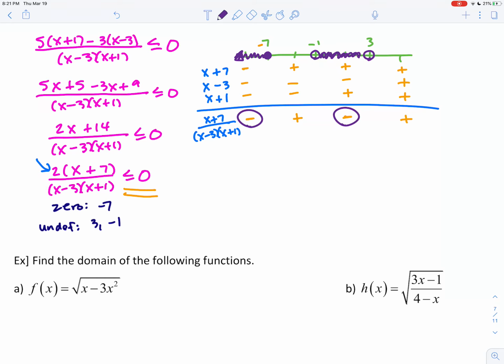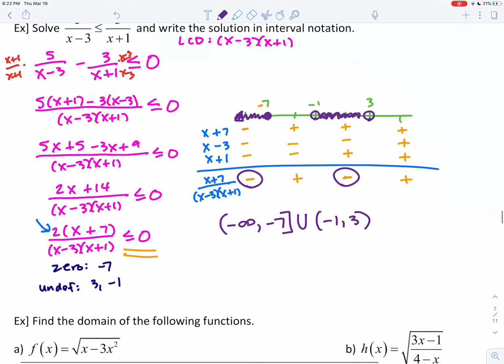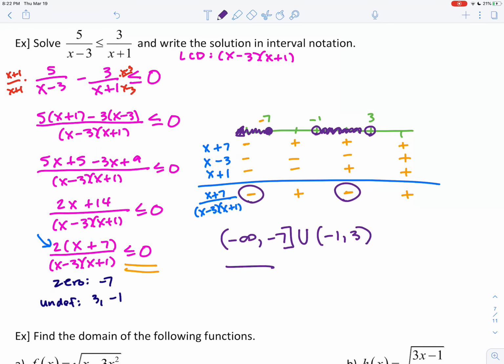So the solution set will be from negative infinity to negative 7, and I'm putting a bracket because negative 7 is included, union, negative 1 to 3, both with parentheses. Those are the undefined points. So what this is saying is any x value in here or here, when plugged into this original inequality, will give you a true statement. Otherwise it won't.